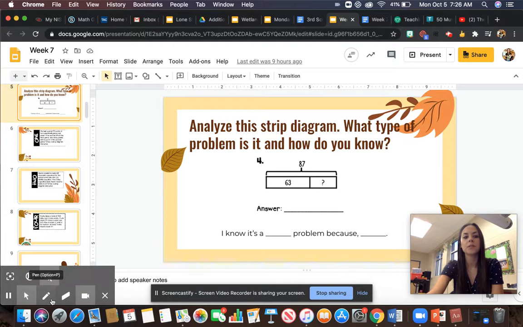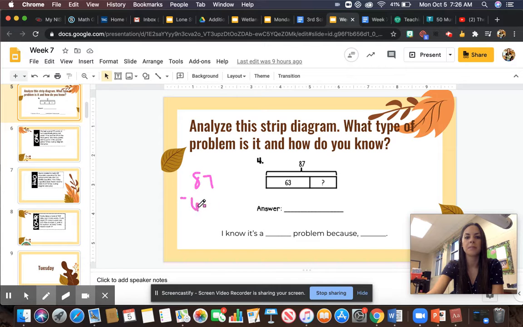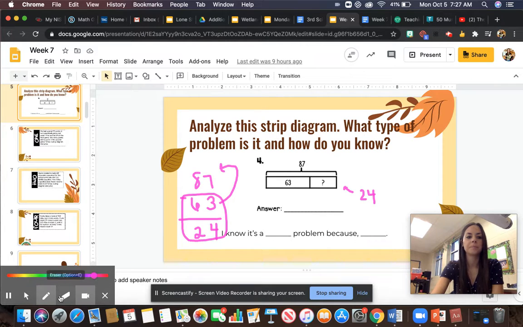Okay, so if you were to solve this problem, you would set it up as 87 minus 63. That would give you your missing part. 7 minus 3 is 4. 8 minus 6 is 2. So this part right here is 24. Okay? It is a subtraction problem. So when I add 63 and 24, I should get 87, okay?